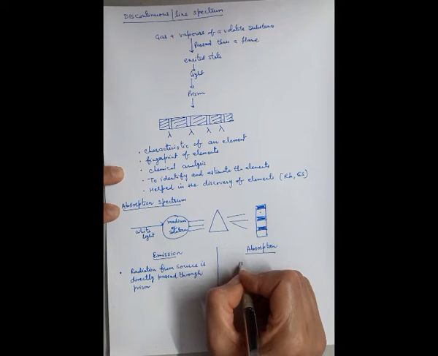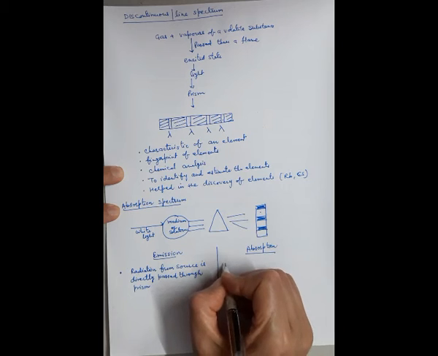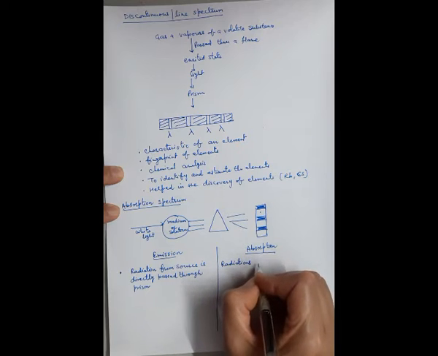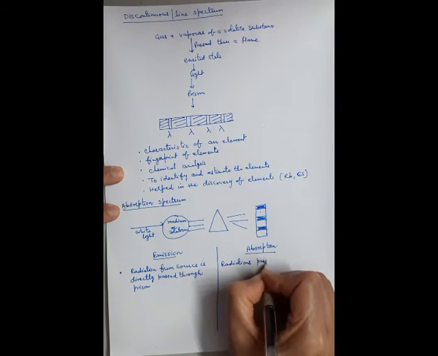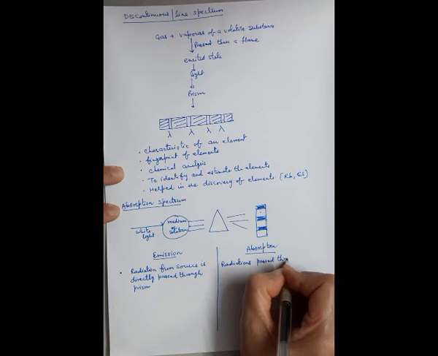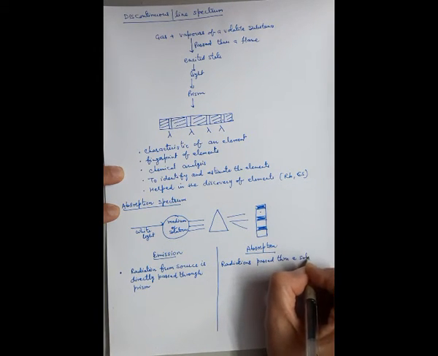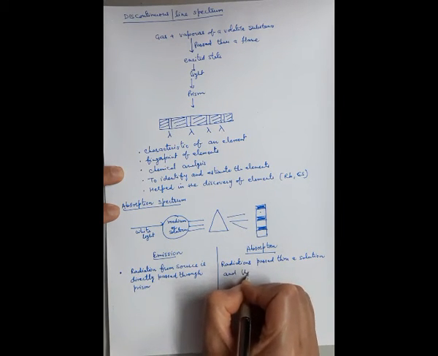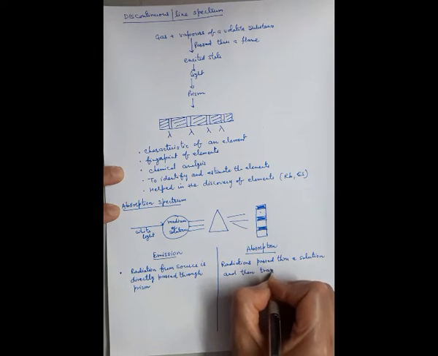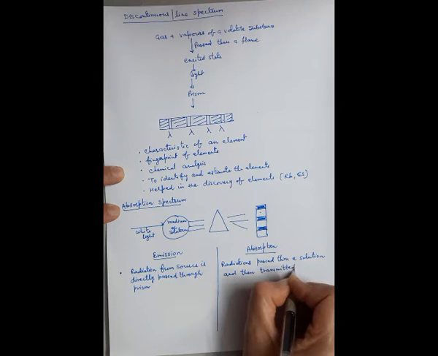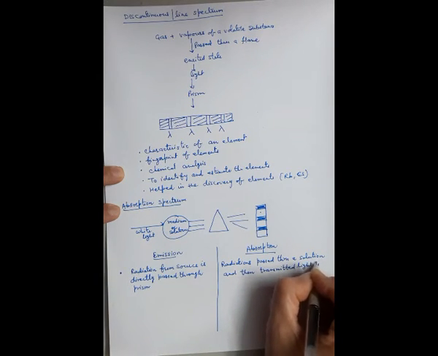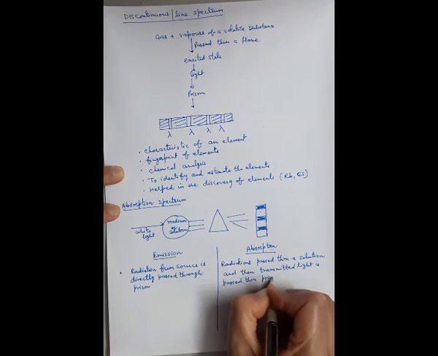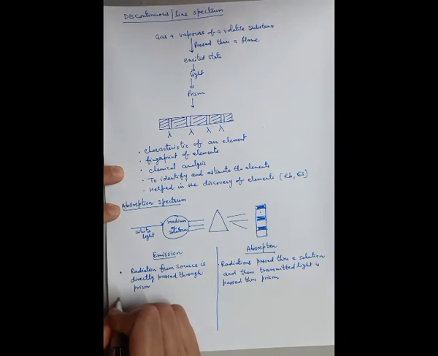Whereas in case of absorption, it is obtained when white light or radiations is passed through a solution or some medium, and then the transmitted light is passed through the prism. This is the first main difference.